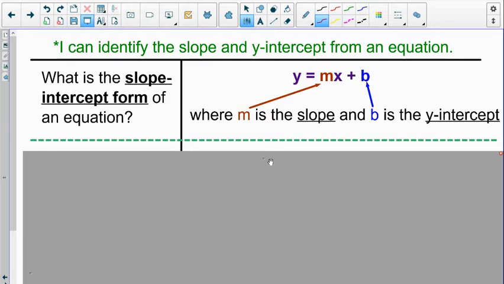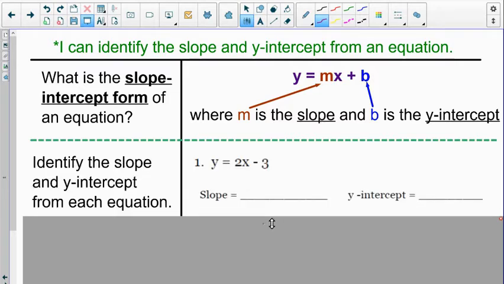So what we're going to do, and feel free to pause it if you need more time to copy things down, is go through some examples, and we're just going to work on identifying what number is the slope and what number is the y-intercept on several examples. So let's start here. Number 1, identify the slope and y-intercept from each equation.